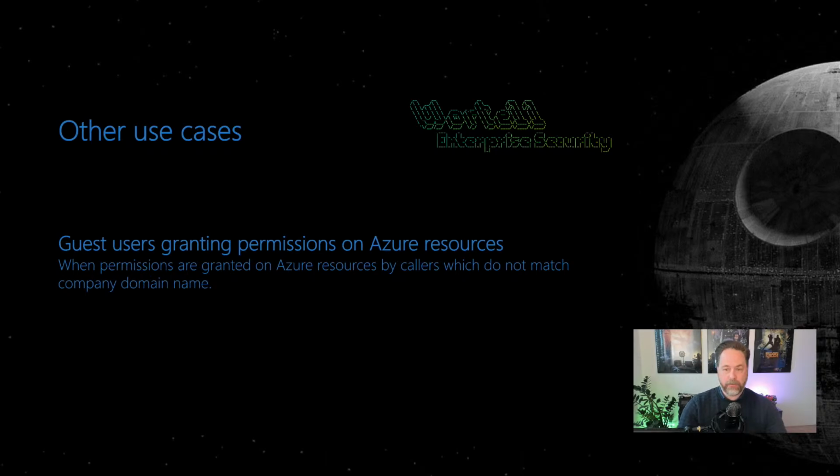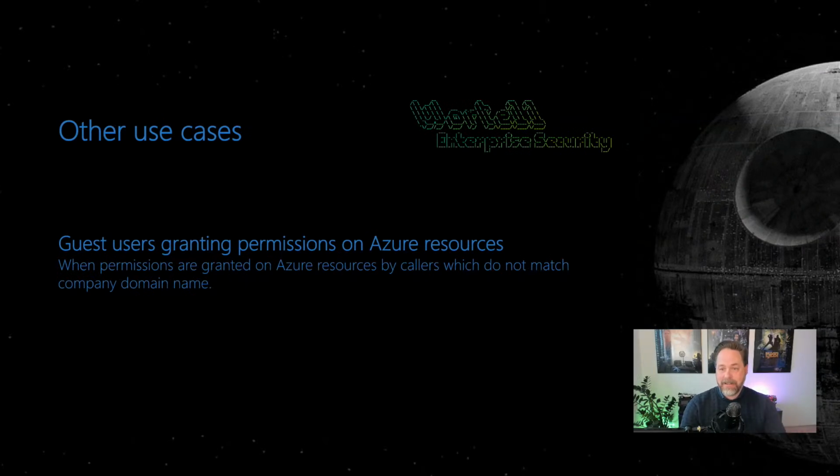So this was one of the use cases we created in the past, where we looked at the caller ID for those permission change actions. And we looked at the domain, and from the domain you can obviously detect if it's a guest user or an actual company employee, and then alert on that, for example.